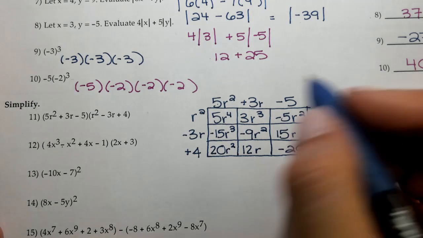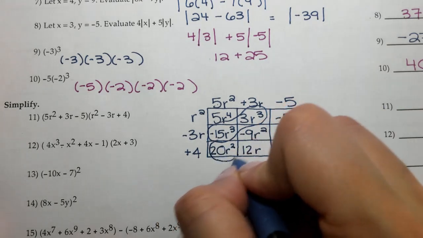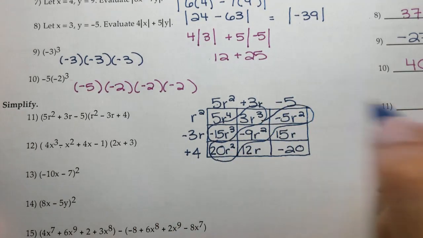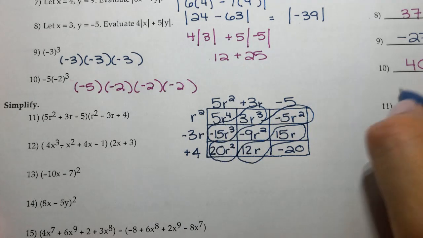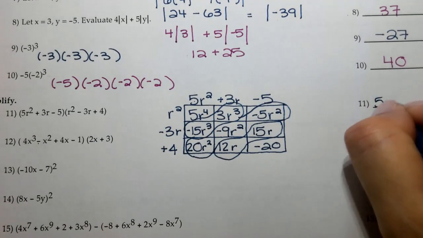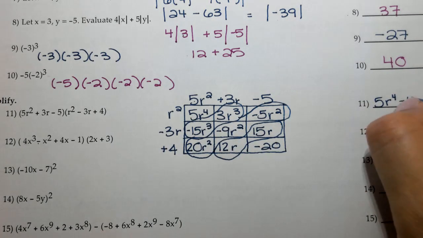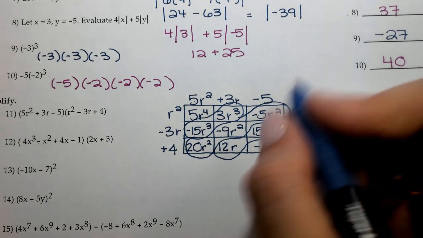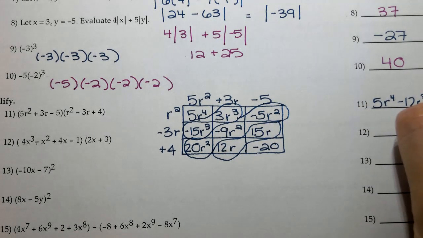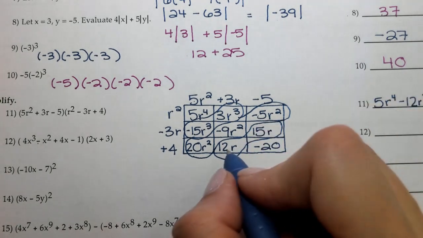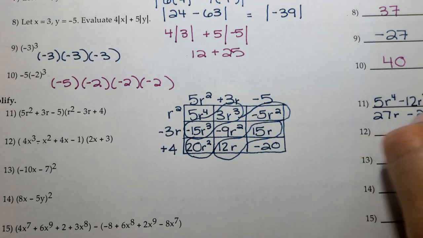Then all you have to do is combine your like terms. You can see here that these are both r cubes. All of these are r squareds. And these are r's. So your first term for number 11 is 5r to the 4th. Negative 15 plus 3 is minus 12r to the 3rd. 20 minus 9 is 11, minus 5 is 6r squared. 12 plus 15 is 27r minus 20.